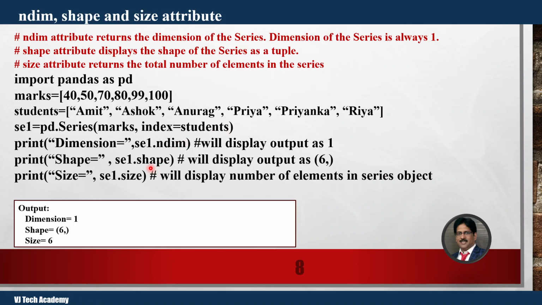Shape attribute is used to display the shape of the series. You know it, the series is a one-dimensional data structure. So it will display the output as number of rows, comma, as a tuple. So here you can see I am having 1, 2, 3, 4, 5, 6 values here. So shape will be printed as 6 comma in the bracket, that is as a tuple. And if you use size, then size will give you the number of elements in the series object. So here we are having 6 elements, so answer will be 6. Let's do it practically.